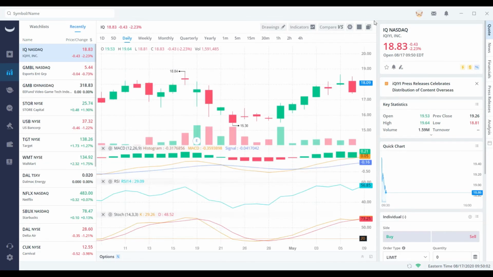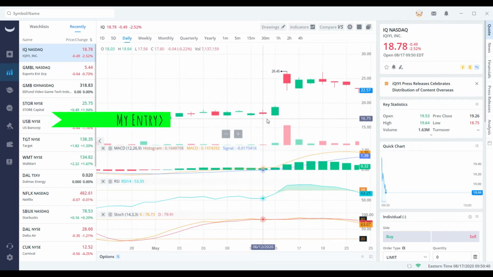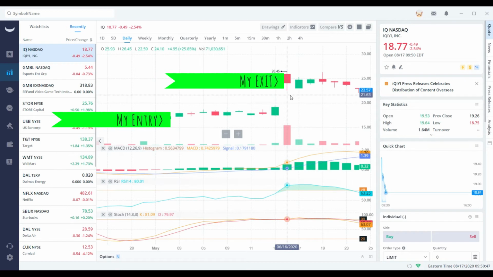Next one we're going to look at is IQ. Okay, so on 6-3 right here, once again, we see the MACD, the yellow is above the blue, the RSI hit 63, and the stochastic was at 55. So this is the day that I chose to get into this, and you can see it kind of held steady, and it finally spiked on 6-15 a little bit. It started to go up a little bit, and then it finished its spike on 6-16.